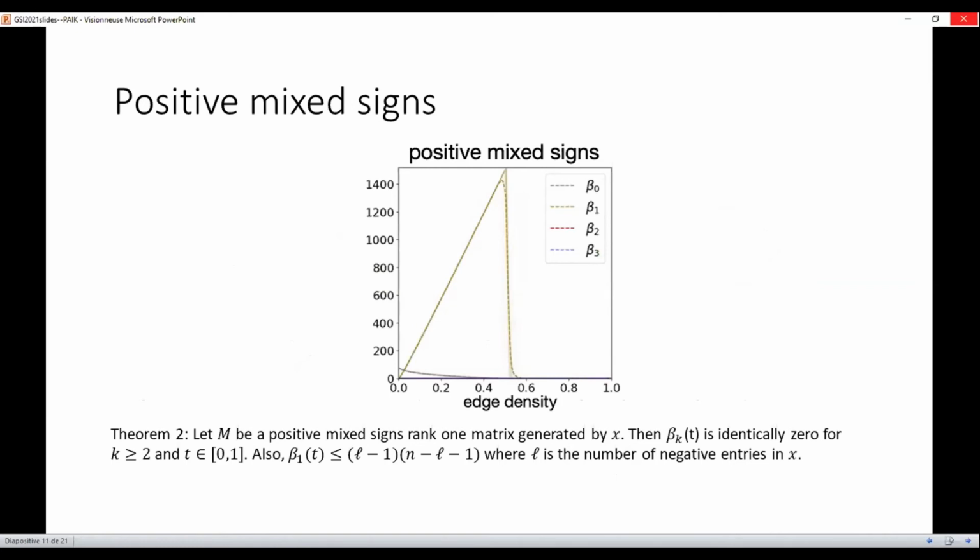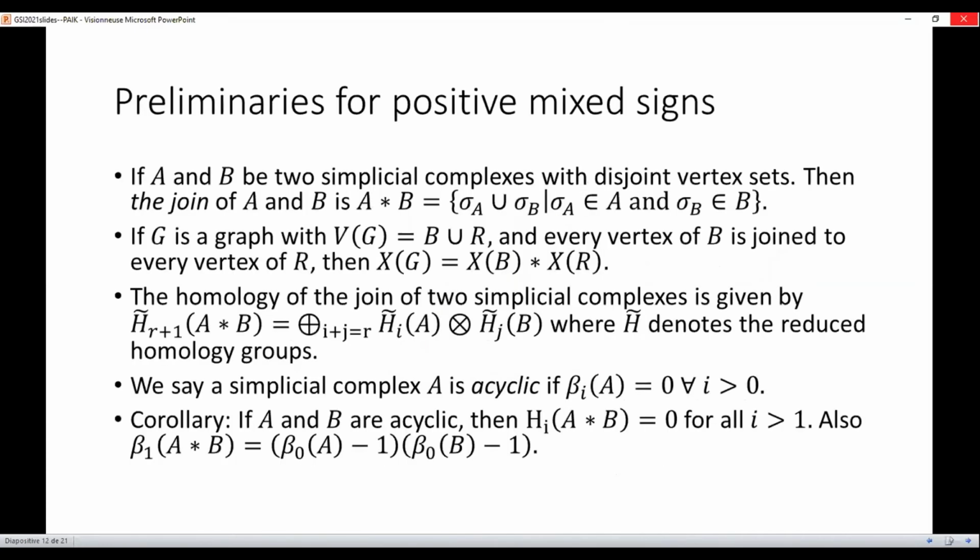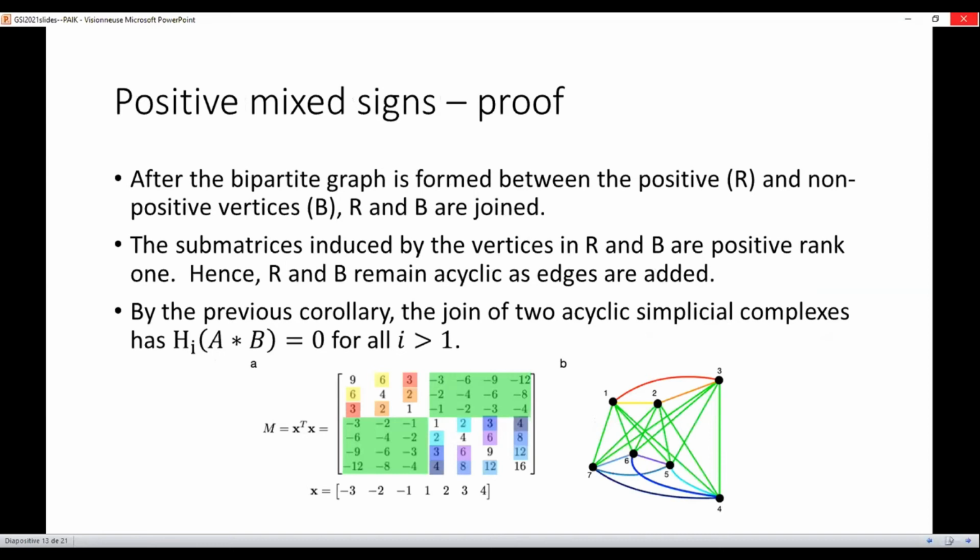So, okay, now we're going to get to the positive mixed signs case. In the positive mixed signs case, the theorem is that for Betti 2 and up, it's all 0, and we have the bound. To prove it, essentially, we define this thing called the join. Well, I didn't, Milnor did. All a join in the simplicial case means is that if you have two simplices where every node is connected, essentially there's a bipartite graph between all the vertices, then the homology is given by this. And by Milnor, if A and B are acyclic, meaning the Betti numbers are all 0, and we know already from the positive case that on either side of the bipartite graph those are acyclic, then the homology of the join is all 0. So that's essentially the proof sketch of that.